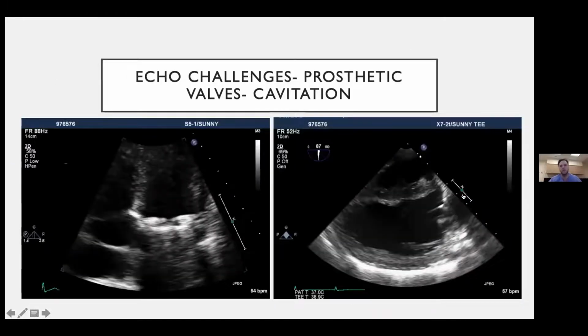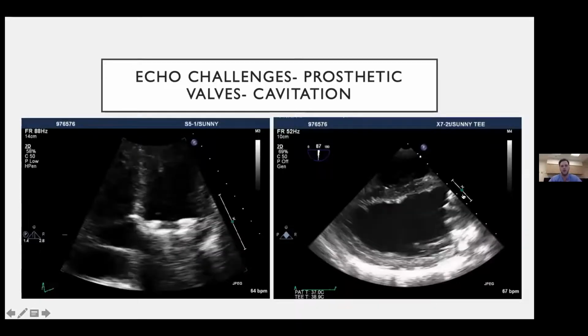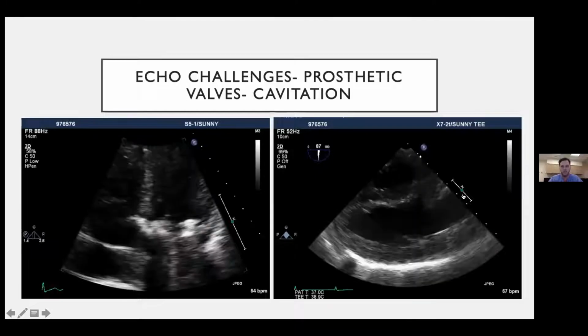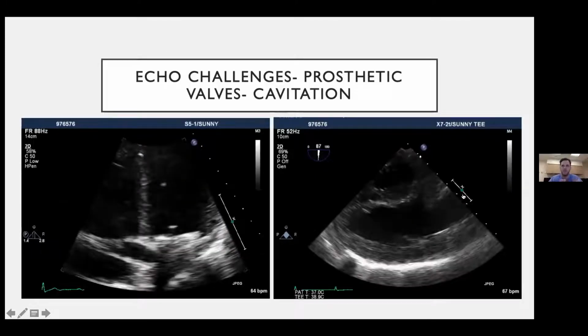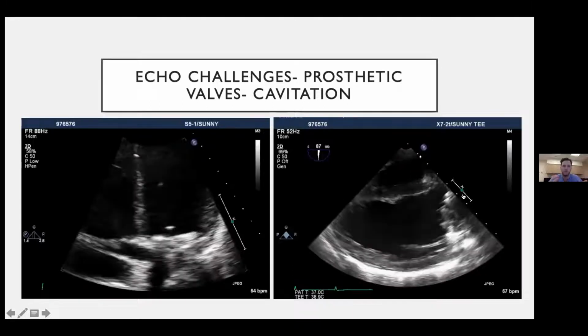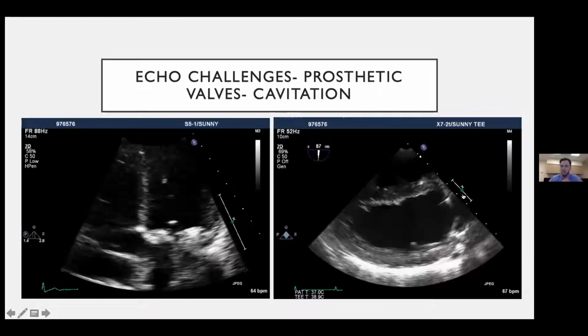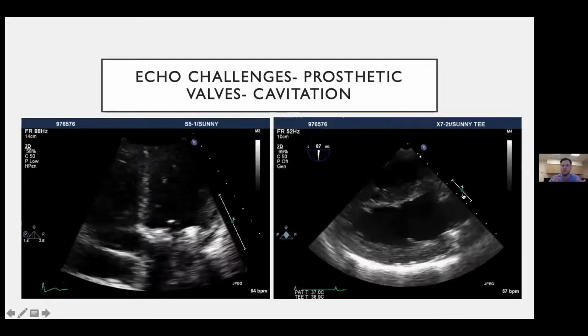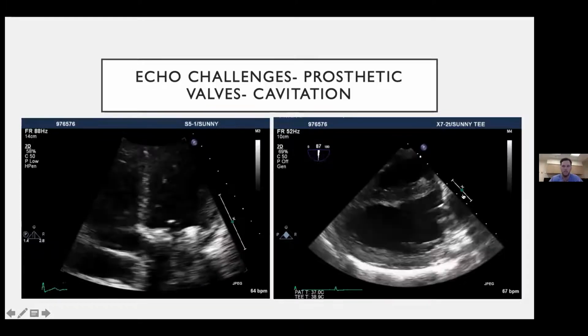But first, I wanted to point out another imaging challenge that can be seen with prosthetic valves. So on the transthoracic image on the left, you see a mechanical mitral valve with some sort of an echo density protruding into the left ventricle. So could this be a large vegetation? It's hard to say for sure, especially because we're unable to assess the atrial side of the valve due to acoustic shadowing. So actually what we're seeing is called cavitation.